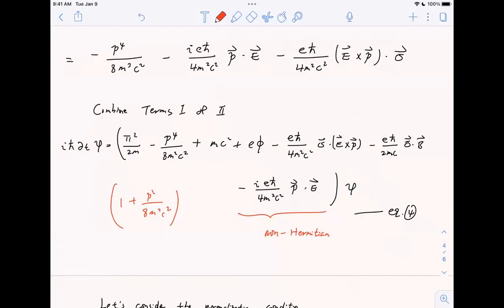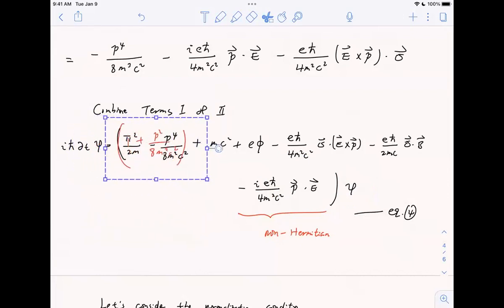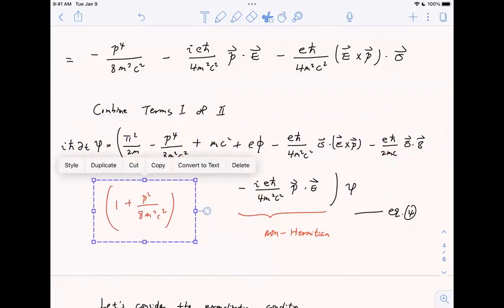So this term commutes with every term inside to the order of 1 over c squared, except for one term. Which term?